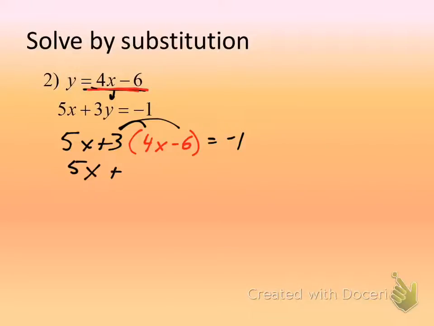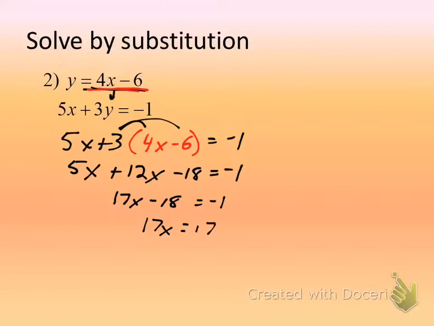So you get 5x plus 12x minus 18 equals -1. Okay? From there, just like last time, combine like terms. So 5 plus 12? 17x. 17x minus 18 equals -1. Add the 18 over, equals 17. Divide by 17, x equals 1.